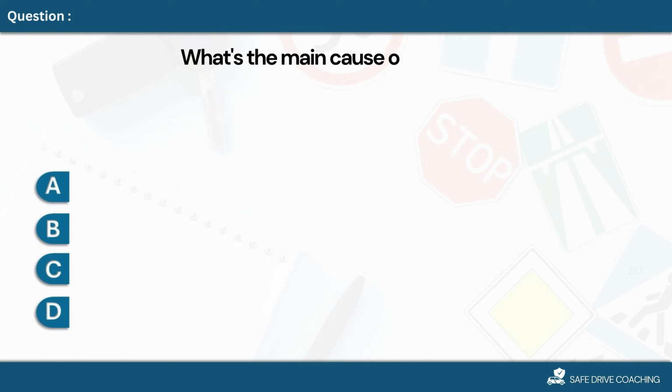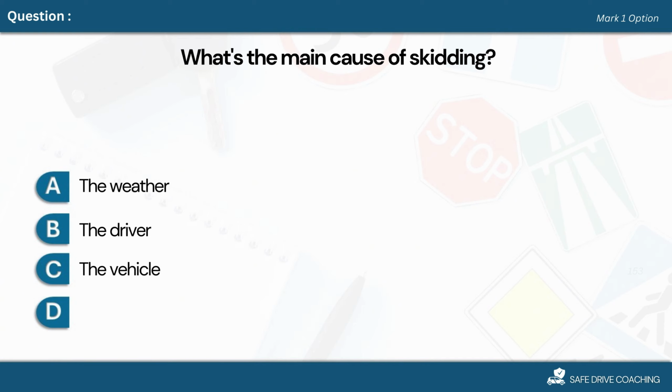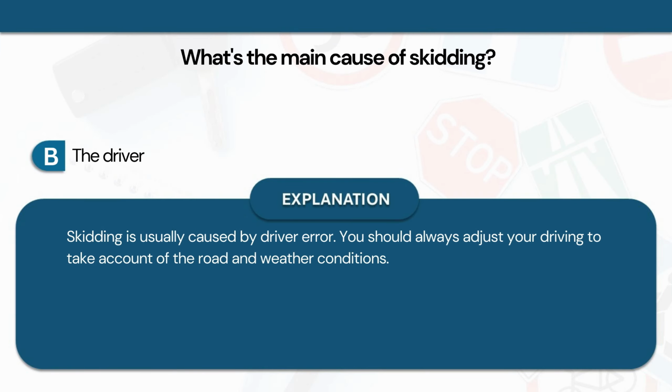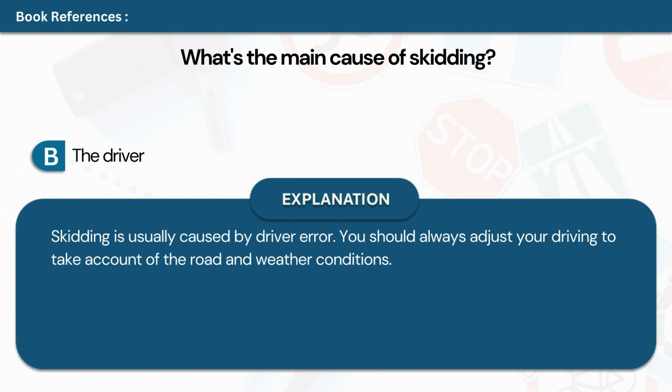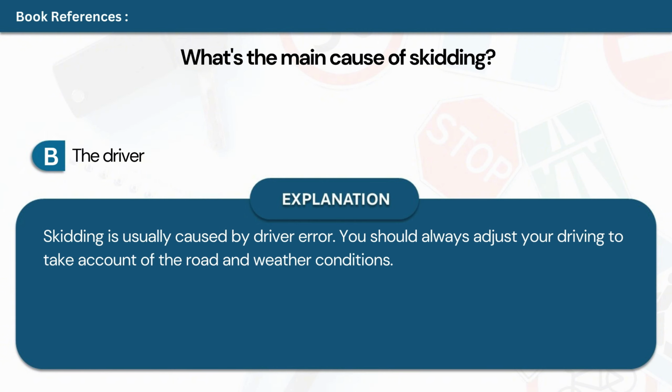What's the main cause of skidding? A. The weather. B. The driver. C. The vehicle. D. The road. The correct answer is B. The driver. Skidding is usually caused by driver error. You should always adjust your driving to take account of the road and weather conditions.